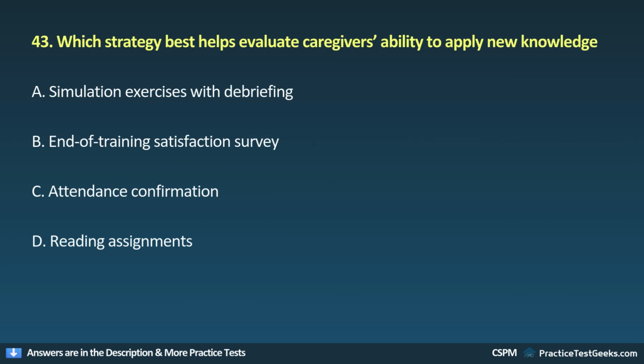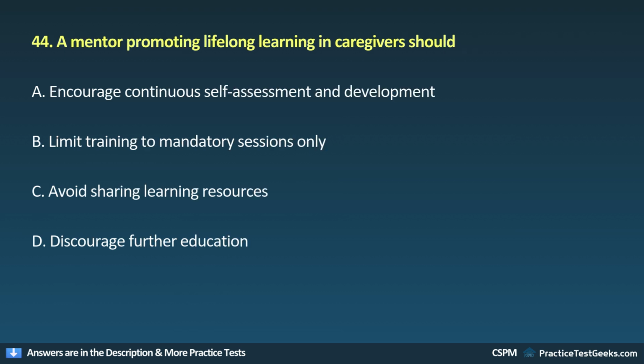43. Which strategy best helps evaluate caregivers' ability to apply new knowledge? A. Simulation exercises with debriefing. B. End of training satisfaction survey. C. Attendance confirmation. D. Reading assignments. 44. A mentor promoting lifelong learning in caregivers should A. Encourage continuous self-assessment and development. B. Limit training to mandatory sessions only. C. Avoid sharing learning resources. D. Discourage further education.